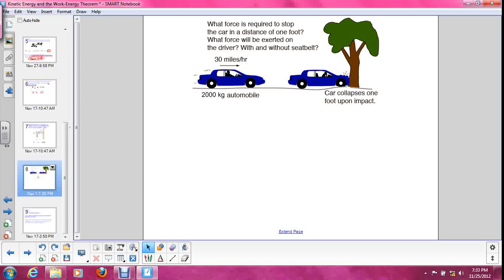So let's do a little bit of a sample problem. There's a 2,000 kilogram car moving at 30 miles per hour, and it smashes into a tree. And it collapses 1 foot.